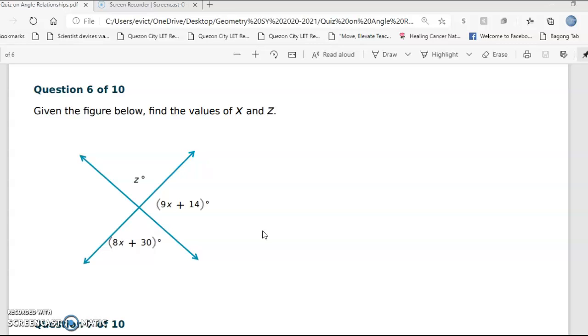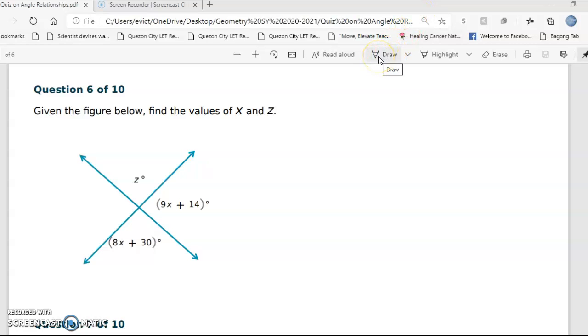Here's the calculation or the solution for question number 6 on the quiz. Please know that Alex generates different tests for each and every student. Okay, so the concept is the same, but the givens are different. So in this question, we have the figure below. We're going to find the values of x and z.